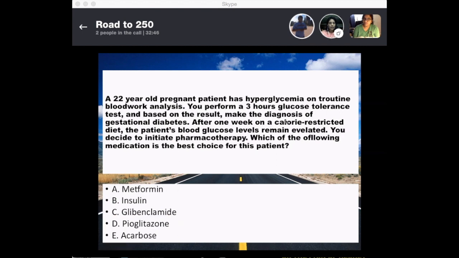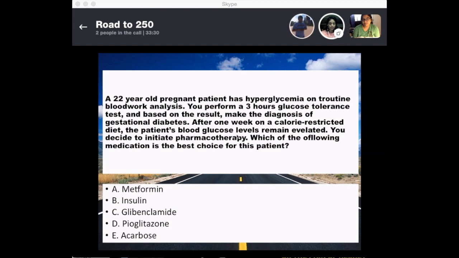And then the last one: a 22-year-old pregnant patient has hyperglycemia. On routine blood work analysis, you perform a 3-hour glucose tolerance test, and based on the result, make a diagnosis of gestational diabetes. After 1 week on a calorie-restricted diet, the patient's blood glucose remains elevated. You decide to initiate pharmacotherapy. Which of the following medications is the best choice for this patient? A, metformin, B, insulin, C, glibenclamide, D, pioglitazone, E, acarbose.